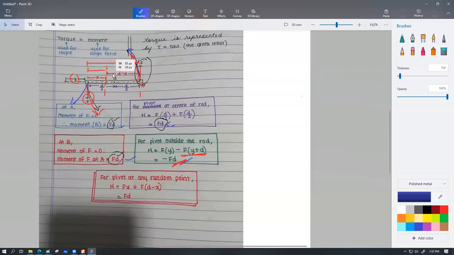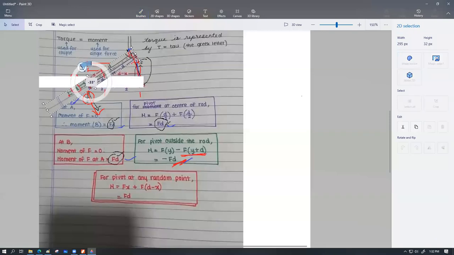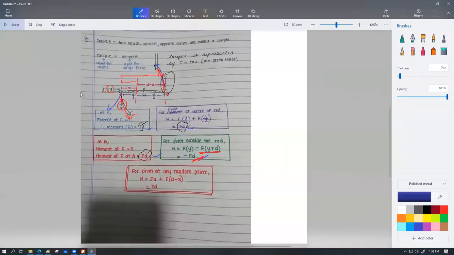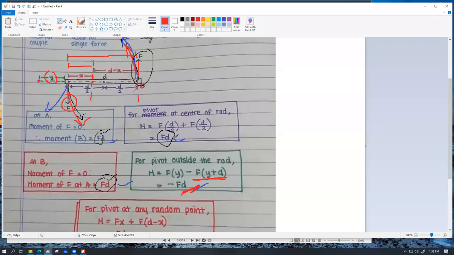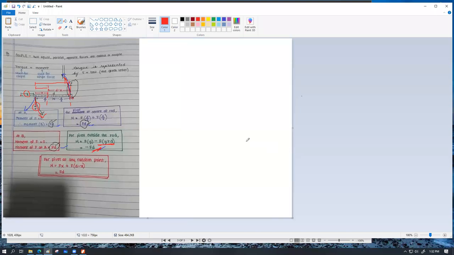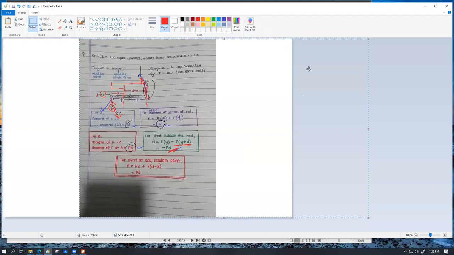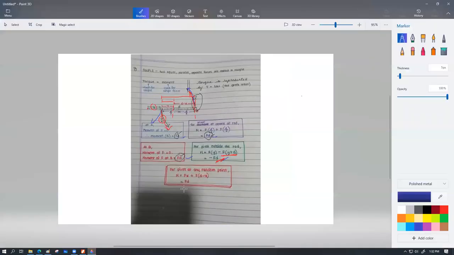Like this. Nope. Okay, let's say keep it over here. Take it over here. Can I take it over here? Can I extend the space? No, I don't think I can. Okay, better.